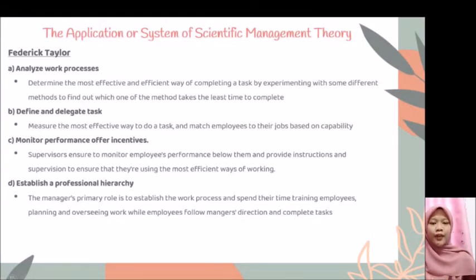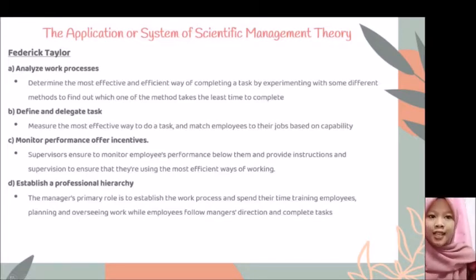Second is define and delegate tasks. Supervisors determine the most effective way to do a task and match employees to jobs based on their capabilities and motivation, rather than simply assigning one employee a variety of tasks or a project from start to finish. This allows the employees to become more structured in completing their tasks.